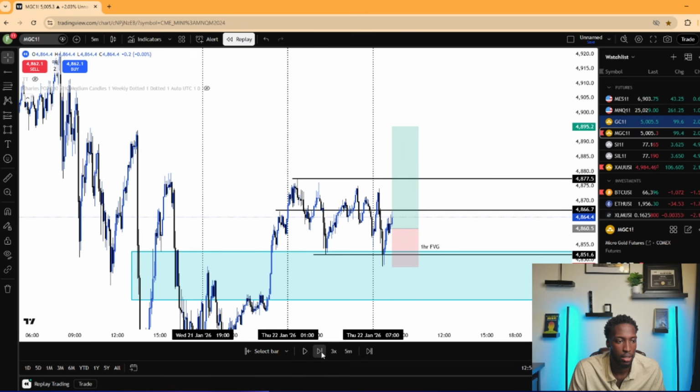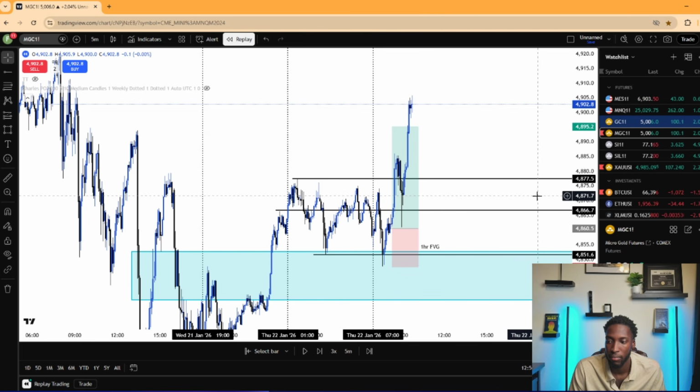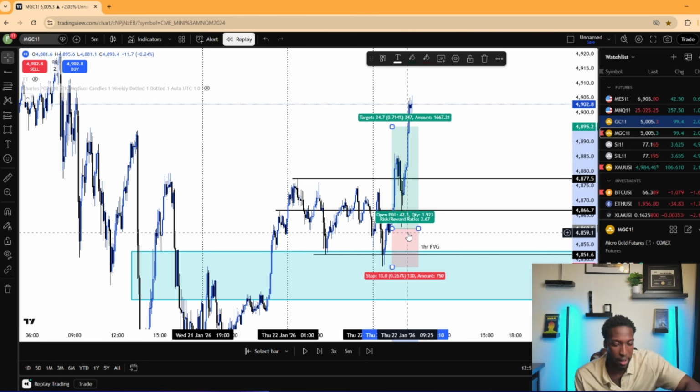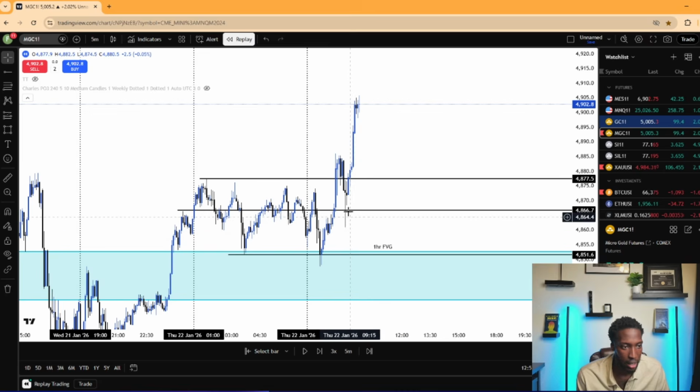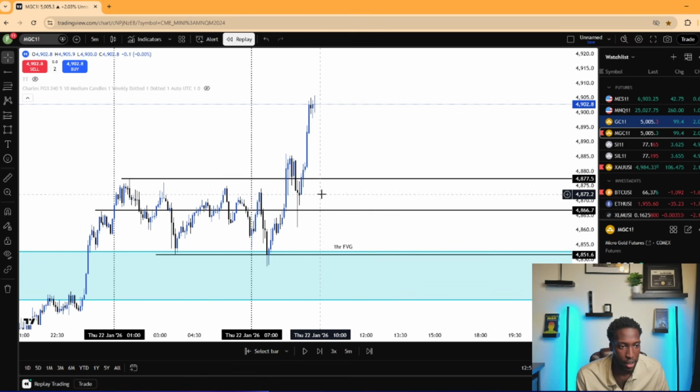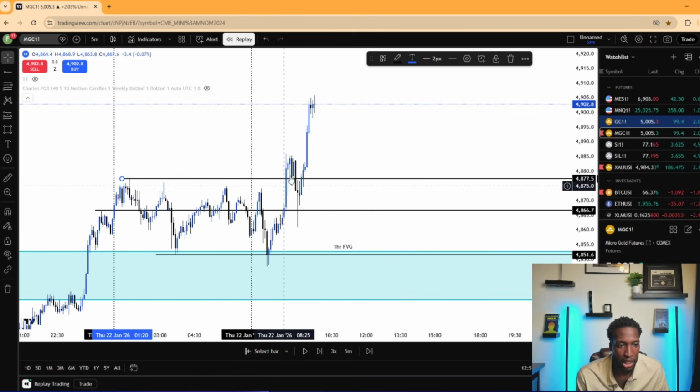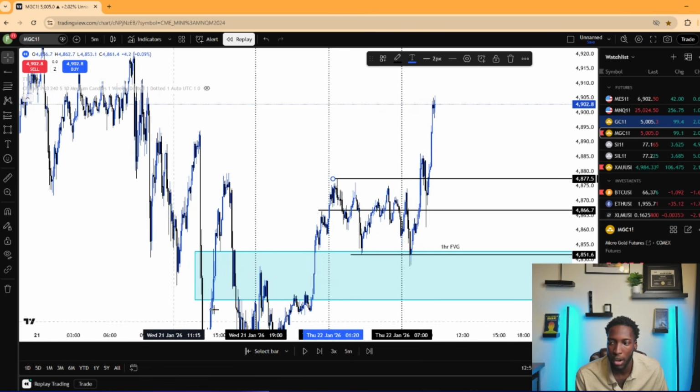Ladies and gentlemen, TP absolutely smashed. That's how you form a bias while trading the session liquidity model. It works just like that. So I wasn't looking to short here from this high up here. I'm not looking to short. Why? Because I know we're in a bullish trend. I am looking to long from this low here.